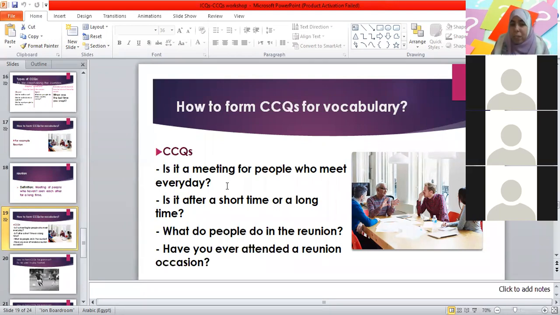What are the display questions here? We have one. Is it a meeting for people who meet every day? Display. The first question. The first one is display. What about the second one? The second, yeah. All of them except the last. The first 3 questions. Okay, so the first display. What about the last one? The referential. Yes, that's right. Okay. Yeah. What do you think? Do you agree with Miss Noha?